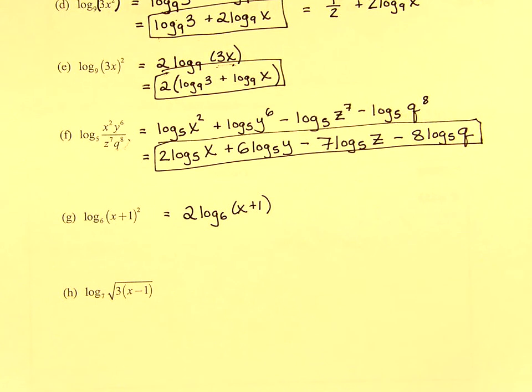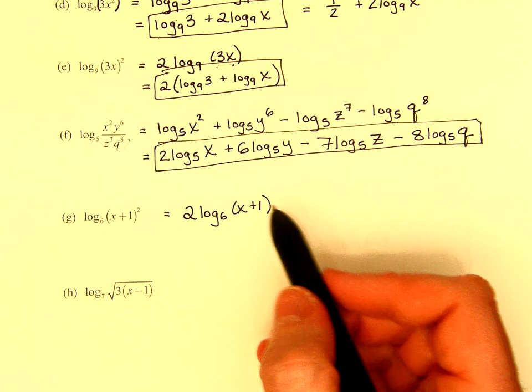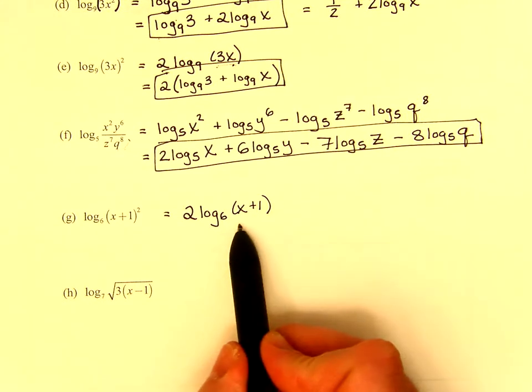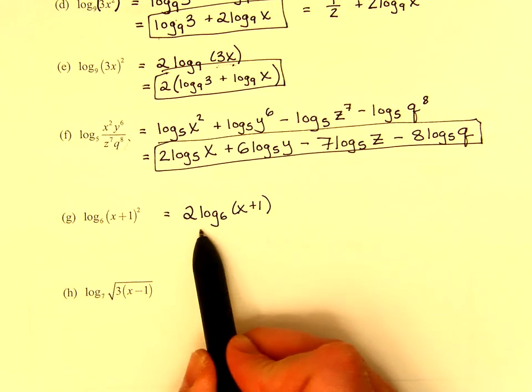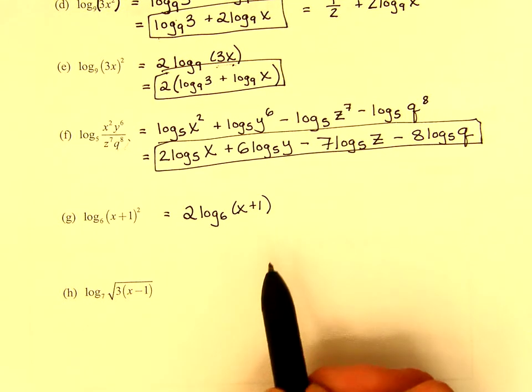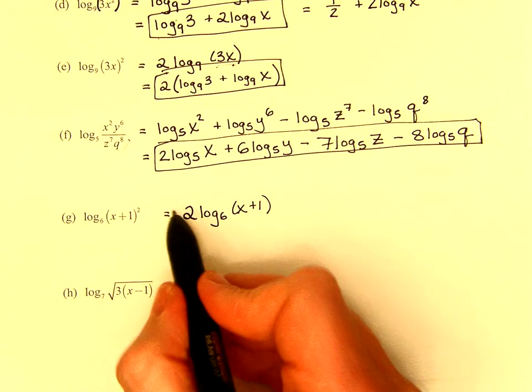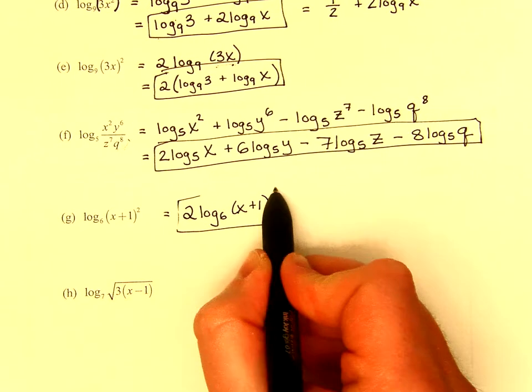I have a property that says if you add 2 logarithms, you multiply the stuff inside. If you subtract 2 logarithms, you divide the stuff inside. But I don't have a property that talks about what to do to get an addition problem inside. There is no such property. This is as far as we're allowed to go.